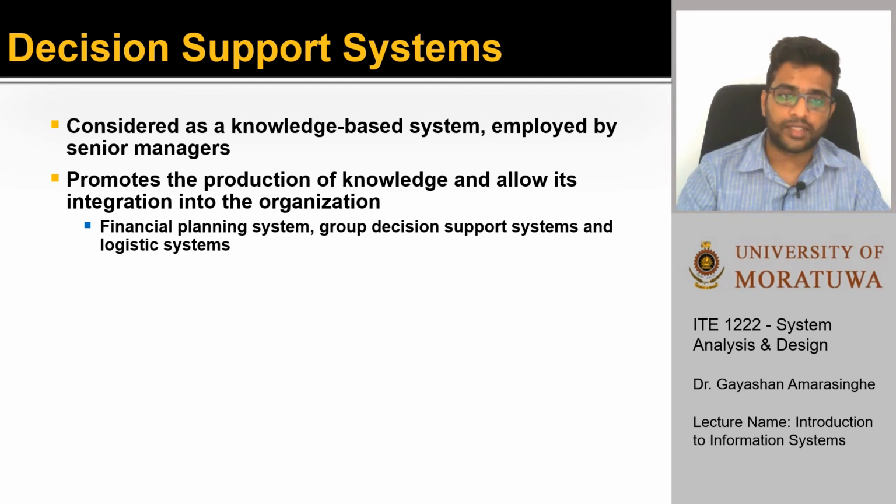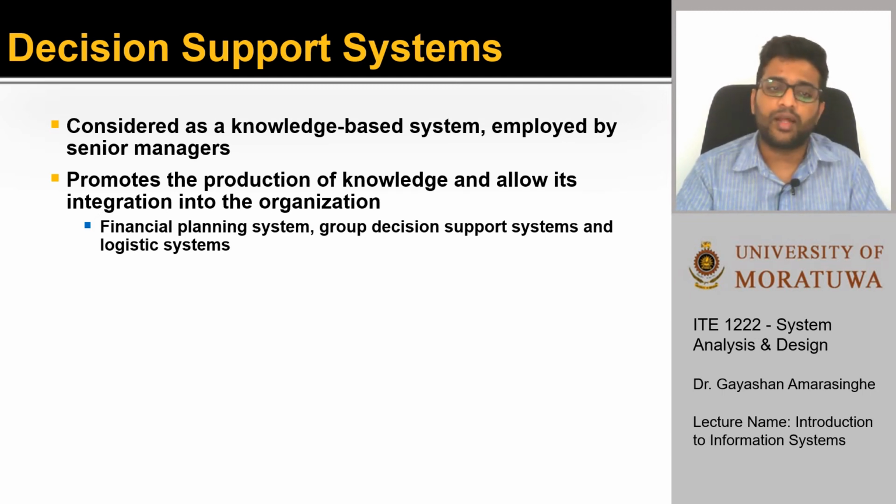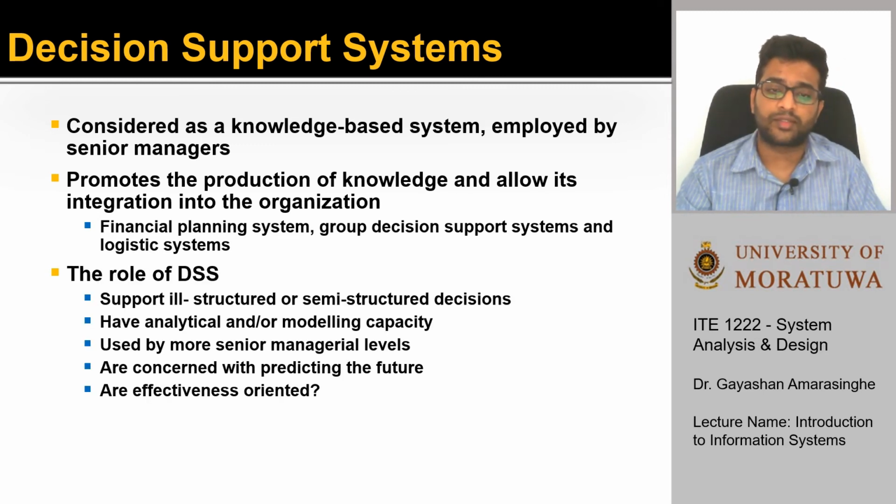So what about the role of these decision support systems? Well, they support ill-structured or semi-structured decisions. That means the structure of the decision is not rigid. You have some control over their structure, and you can change that structure depending on the amount of data that is available. They have analytical or modeling capacity. They have access to analytical tools and modeling tools, and give you some capacity to analyze the system or to model the system depending on the data that you have.